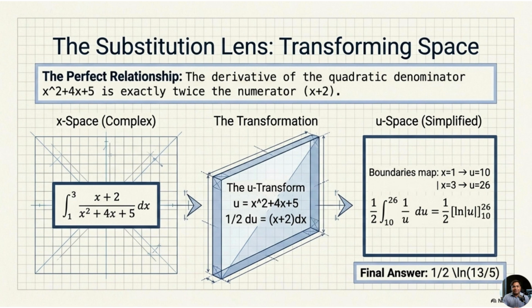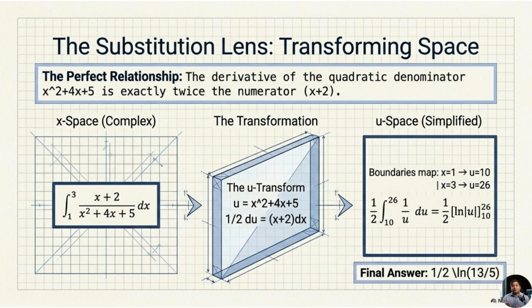When x equals 3, u equals 3 squared plus 4 times 3 plus 5. That gives 9 plus 12 plus 5, which equals 26. So the upper boundary becomes u equals 26. Now the original integral becomes 1 half times the integral from 10 to 26 of 1 over u du. The integral of 1 over u is natural log of u. So we get 1 half times natural log of u evaluated from 10 to 26. Now substitute the boundaries. 1 half times open bracket natural log of 26 minus natural log of 10 close bracket.